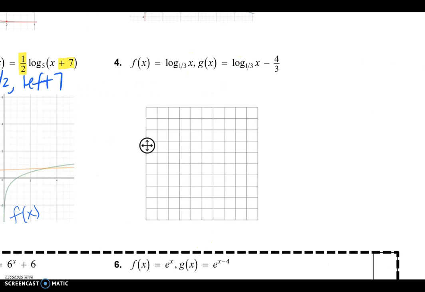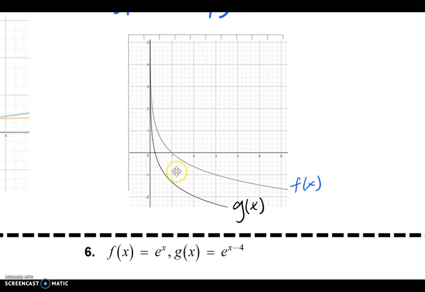For number 4, the only difference between f of x and g of x is this minus 4/3. And since 4/3 is being subtracted from the whole function, then we're going to go down. If the 4/3 was in parentheses, then it would be moving right. Now it's time to graph and label. So make sure you draw and label your functions.